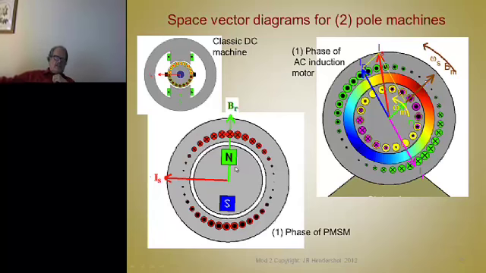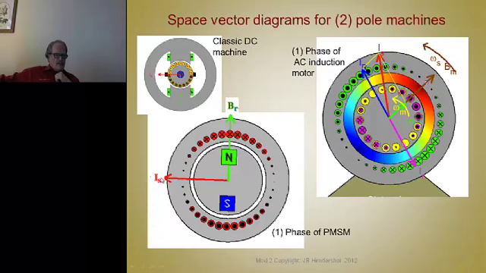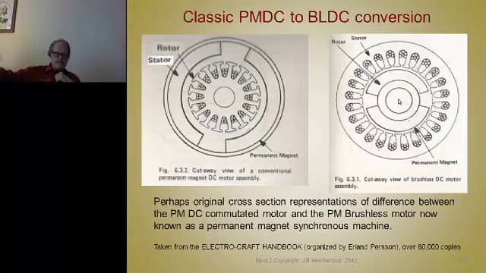Now this isn't as good a picture as one I got coming up, but this shows the magnets on the rotor as glued on there. They're part of the rotor and they don't slip, they don't move. But in the induction machine, they're not glued on there, they move. But before we get into that, I have a better slide to show that with.